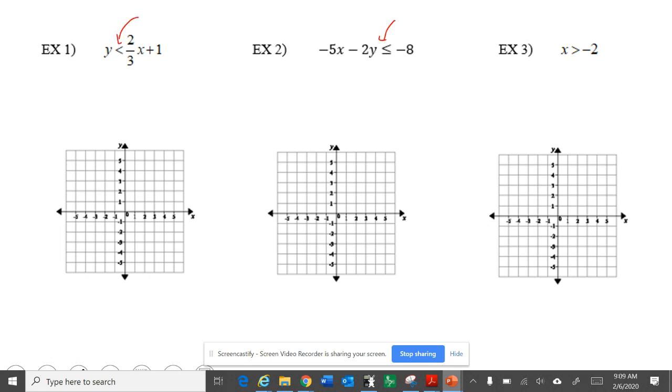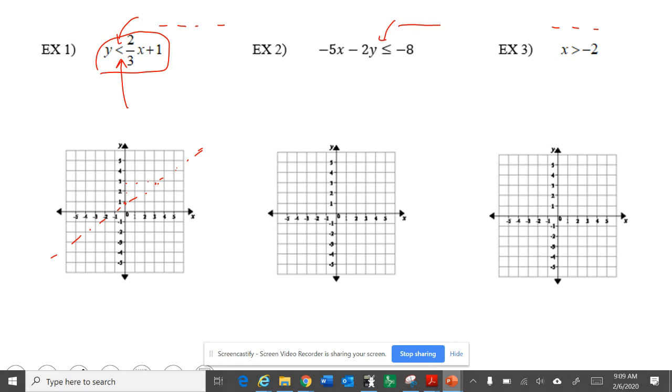If it is a less than or a greater than, we're going to make a dotted line, just like we made open circles before. If it's less than or equal to or greater than or equal to, we'll make a solid line. So this one over here would be dotted. Basically, all you do is decide is it dotted or solid, make sure it's solved for y so you can graph it, and you make your line. So I start at 1, I go up 2, to the right 3, and then I make a dotted line. That's the first part, it's dotted.